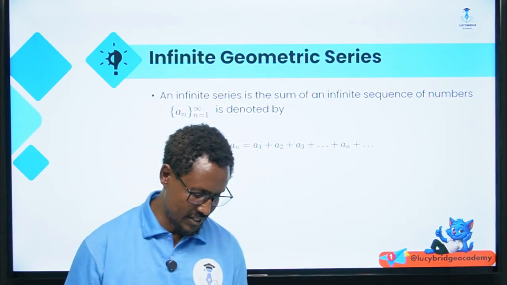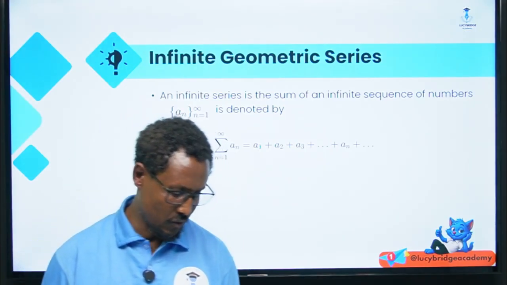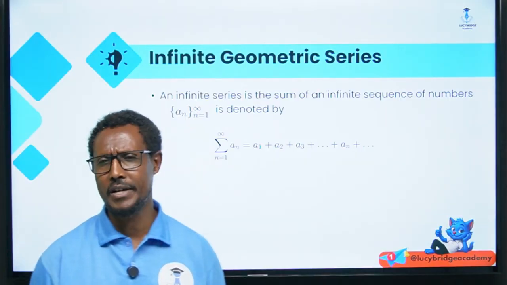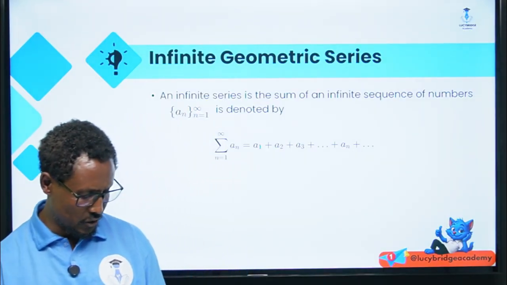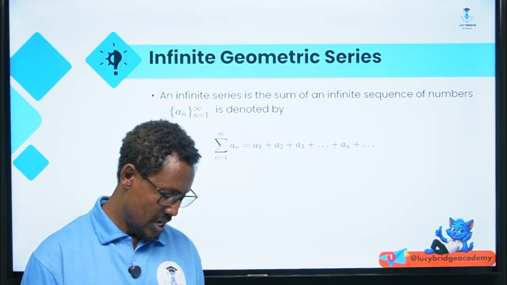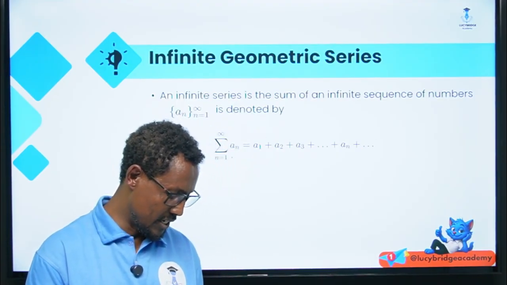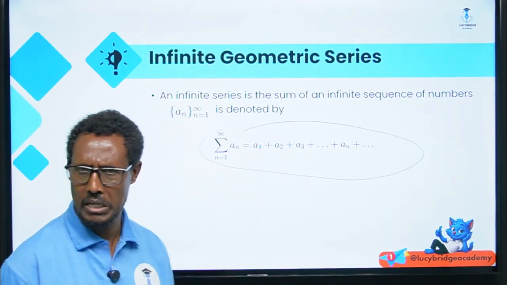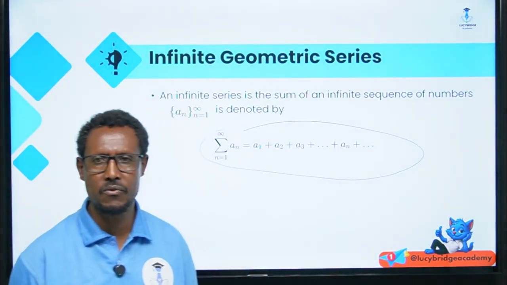Okay, geometric sequence and series, infinite geometric sequence, okay? An infinite series is the sum of an infinite sequence of numbers. It can be denoted by the sum of an, where n starts from 1 to infinity, which is a1 plus a2 plus a3 plus a4, and it continues.